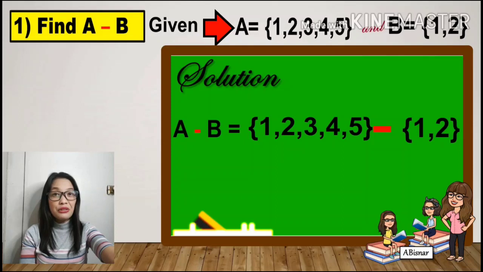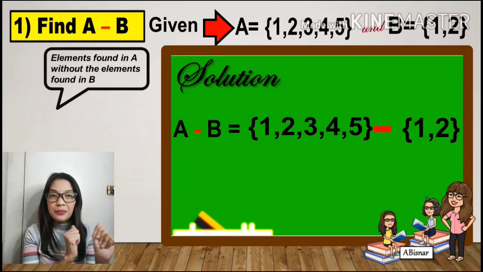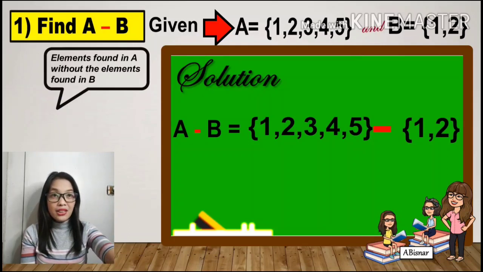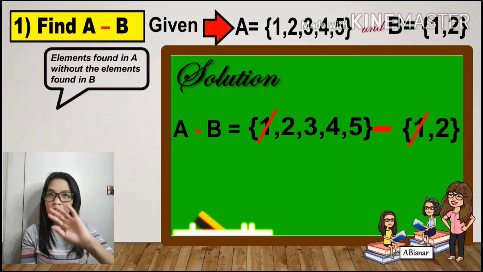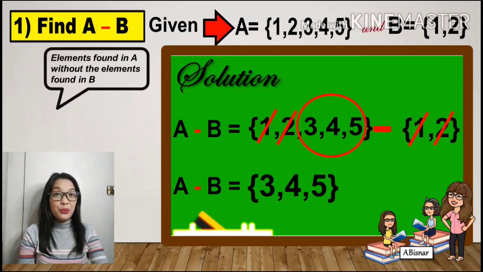Well, to get the difference, again, these are the elements found in A, without the elements in B. And therefore, we must remove 1 because it is also in B. And we must remove 2 because it's also in B. Now, what are the elements found in A? That's correct. We have 3, 4, and 5. And therefore, the difference between A and B will be 3, 4, and 5.